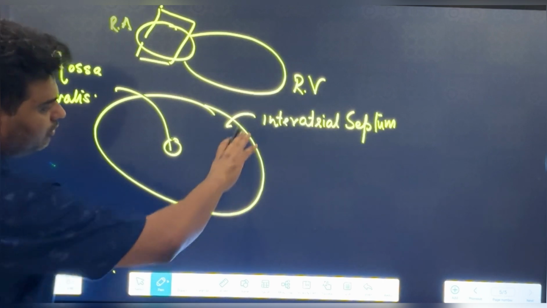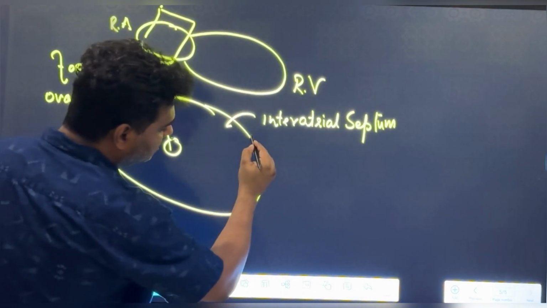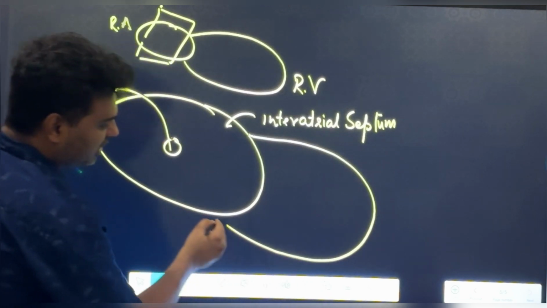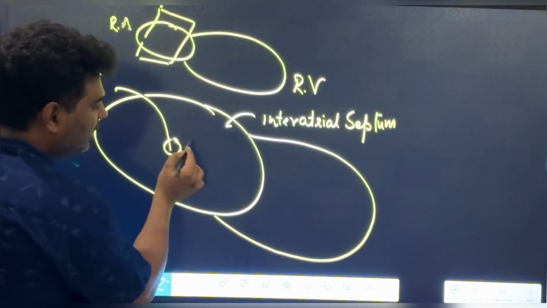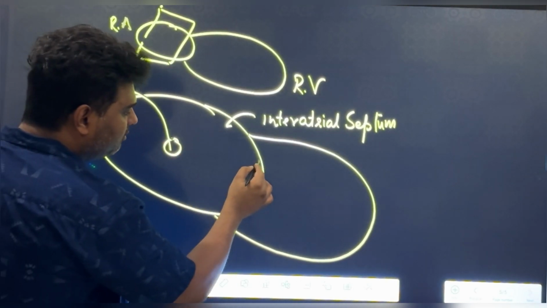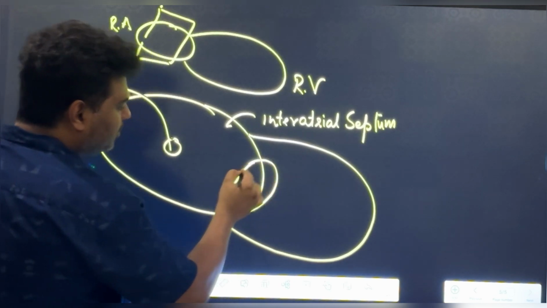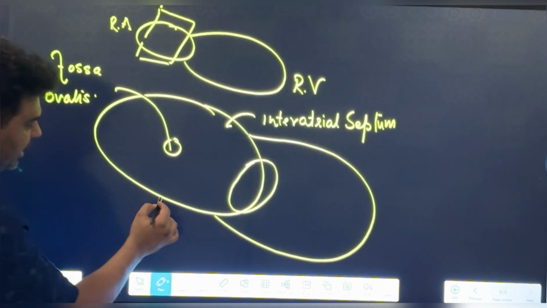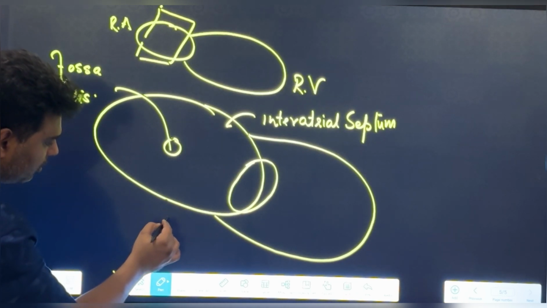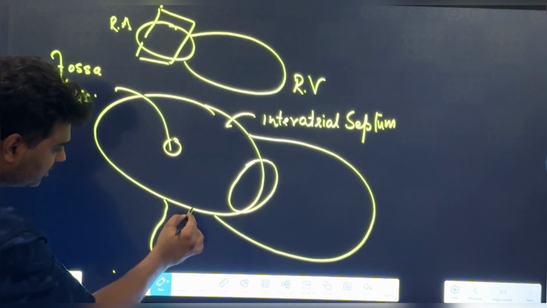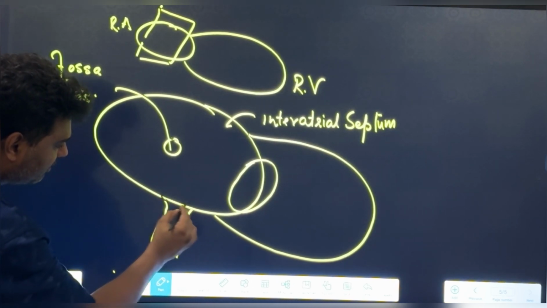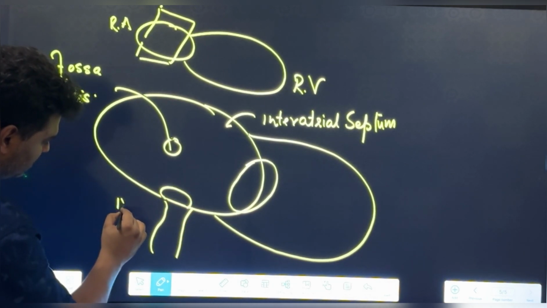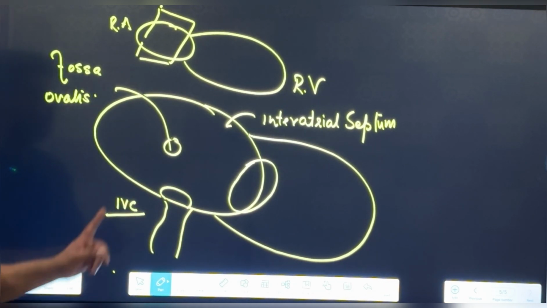Now, we have right ventricle here. This is the right ventricle. And between right atrium and right ventricle, we have tricuspid valve. This is tricuspid valve. And in right atrium, we have opening of inferior vena cava. So this is the inferior vena cava opening in right atrium.